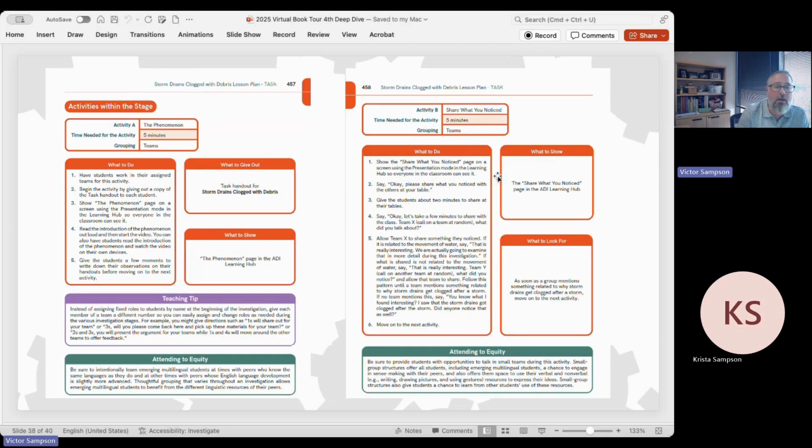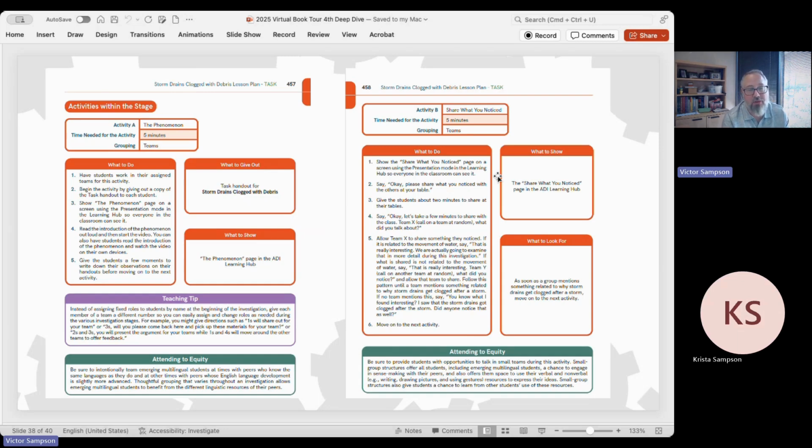And then finally, we have detailed notes for your teacher for each of the activities within a stage. So each of the 7 stages of ADI have multiple activities inside, so we break those down by activity. So this is for stage 1. So activity A and activity B of stage 1. So activity A is about 5 minutes. That's the phenomenon. It tells you how to group students, what to do, what to give out, what to show on the board or on your screen, some extra teaching tips, some ideas about attending to equity for students that need some extra help. And then you can move on to the next one.